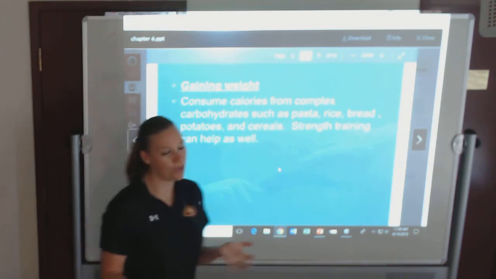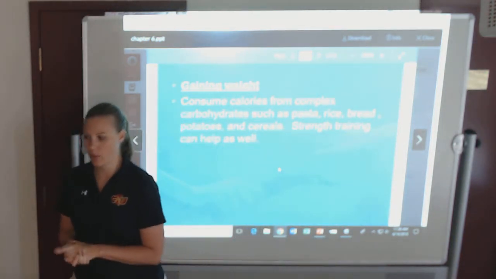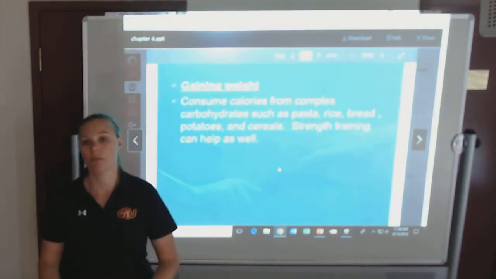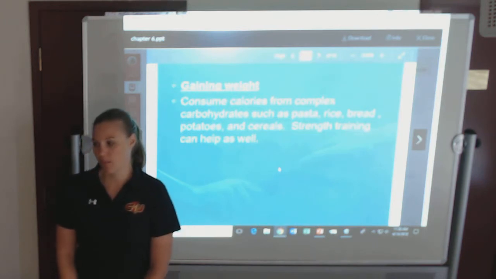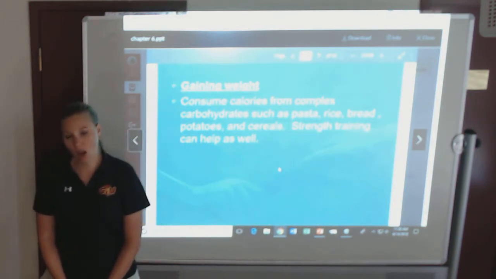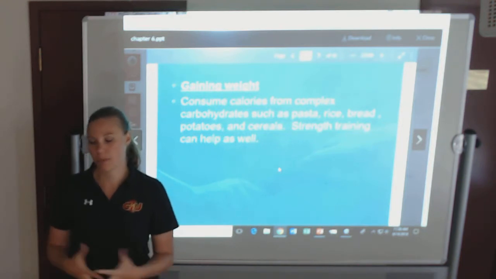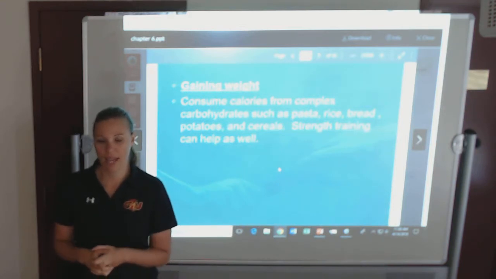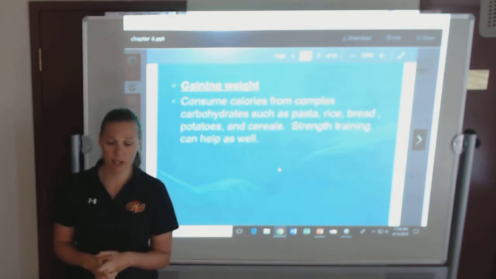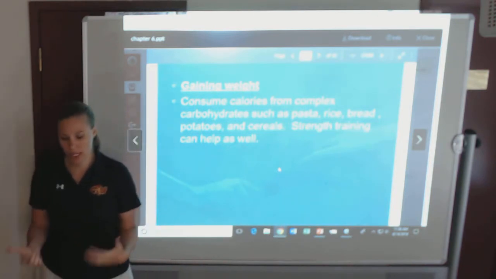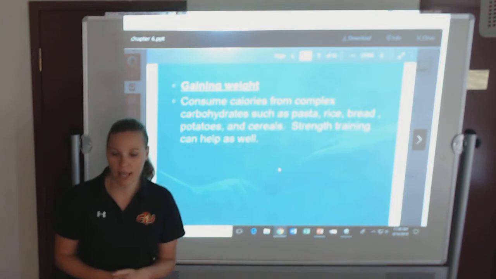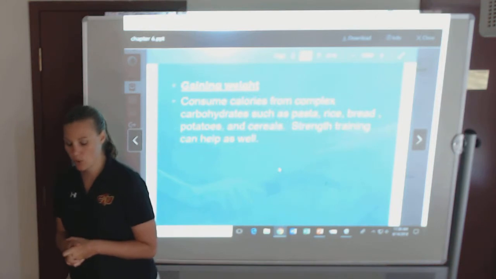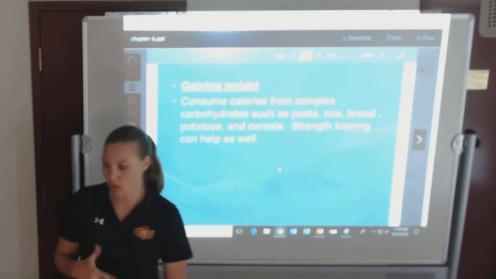So on the flip side, what if you need to gain weight? Or what if you know of somebody who needs to gain weight? Within gaining weight, we want to be careful that we're gaining the proper amount of weight and how to do that effectively. This is regarding consuming calories from complex carbohydrates such as pasta, rice, bread, potatoes, and cereals. So again, you're not going to those high-fat elements of ice cream or cake or cupcakes. Strength training can help as well. Drinking protein shakes can help dramatically. Drinking Ensure shakes helps as well. What you're trying to do is gain weight in a healthy, moderate way.